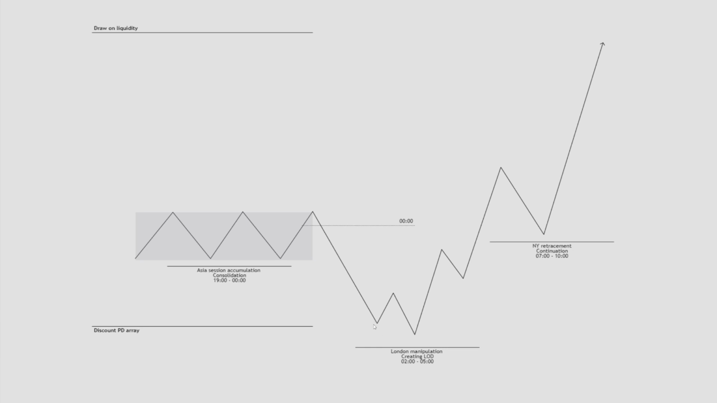We have created the low of the day here in the London session. After we have created the low of the day, we can trade upwards into the New York session. What is important to mention is that you want your draw on liquidity to still be intact and not reached yet. You want to see a downwards move into a discounted PD array to see continuation towards your draw on liquidity during the New York session.